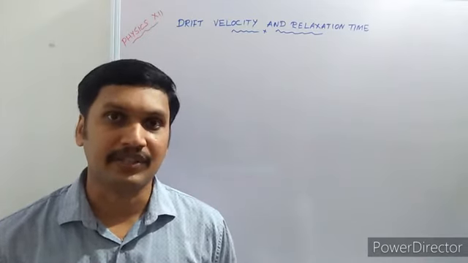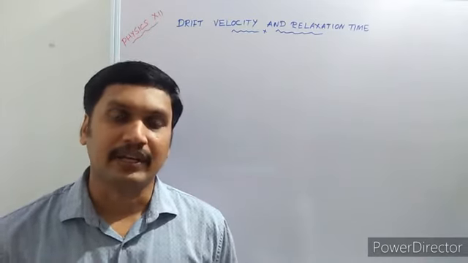On an average, the number of electrons traveling in a particular direction will be equal to the number of electrons traveling in opposite directions. If you are calculating the average velocity of electrons in this metal, it will be equal to 0.